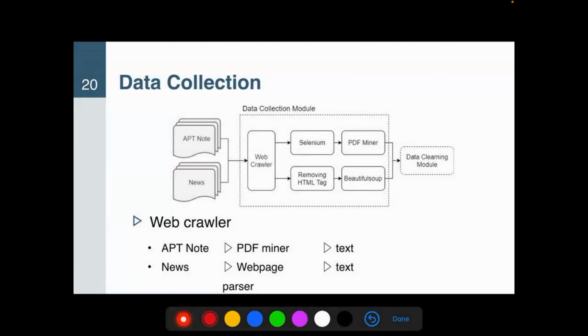The first step is data collection. We have multiple sources: APT notes, news, forums. So we use a web crawler to extract that. And the APT notes are in PDF format, so we use the following tool to extract their text. News is extracted from web pages, and likewise, we have a parser to extract the text form.